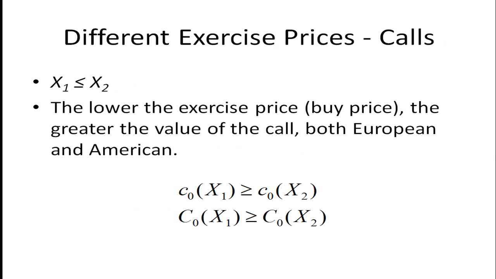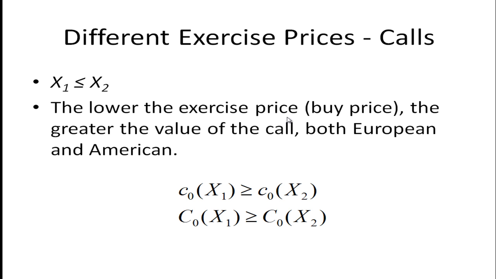Let's take a look at some conditions here where we have two call options, but they have different exercise prices. It's going to be the case that if we have two exercise prices, X1 and X2, where X2 is greater than X1, so let's say X1 is $50 for the exercise price, X2 is $55, then the option, whether it's European or American, with the lower exercise price is going to be worth more than the one with the higher exercise price.